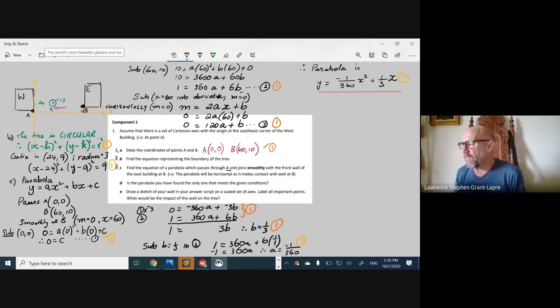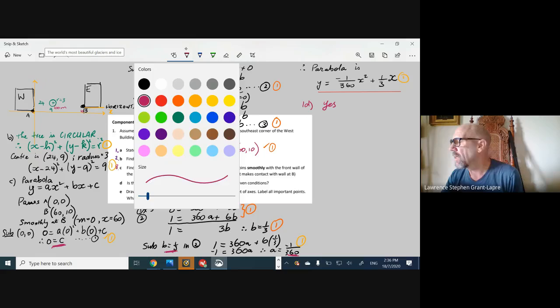D, is the parabola you have found the only one that meets the given criteria? Okay, A is a constant. There's no parameter in A. C is 0, so there's no variable there. B is 1/3, no variable there. It's constant 1/3. A is negative 1 over 360, no parameter there. So we say yes. By the way, yes gets your mark.